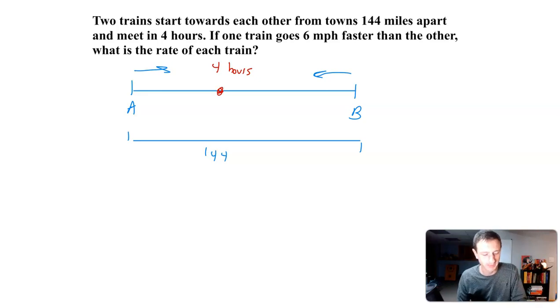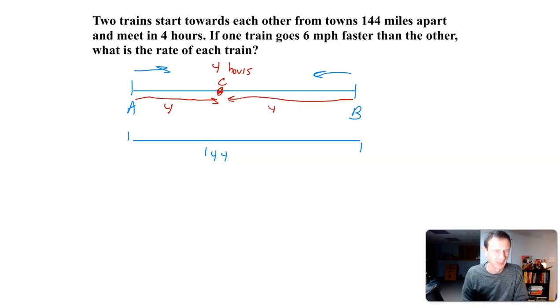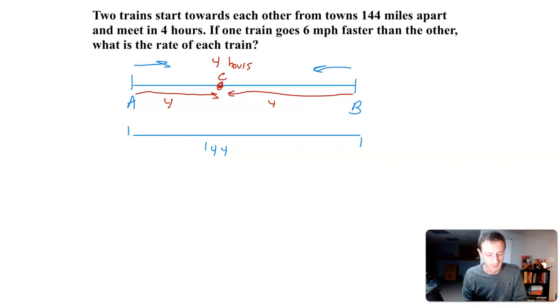So it's another key piece of information. This train, from town A to the middle point here, I'll just call it town C or whatever, that's going to be 4 hours of travel. Same thing with the train leaving from town B. That's going to be 4 hours of travel. So something else to keep in mind.